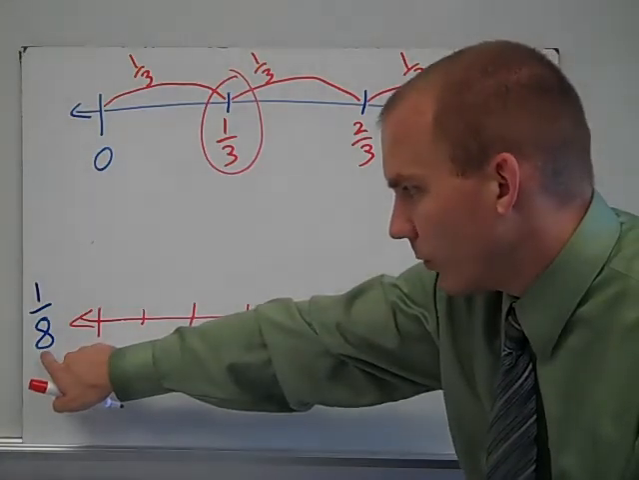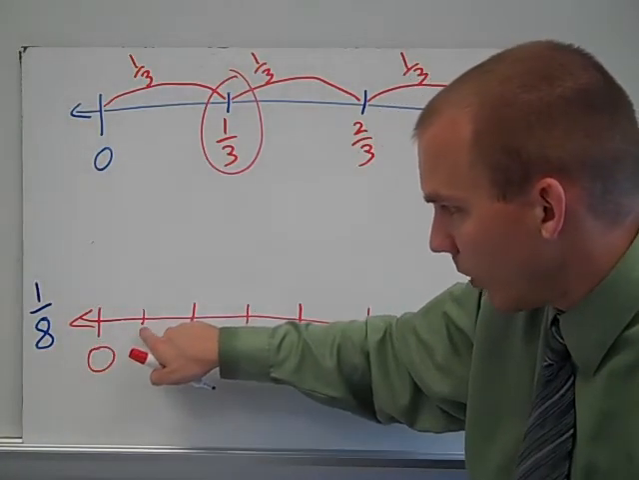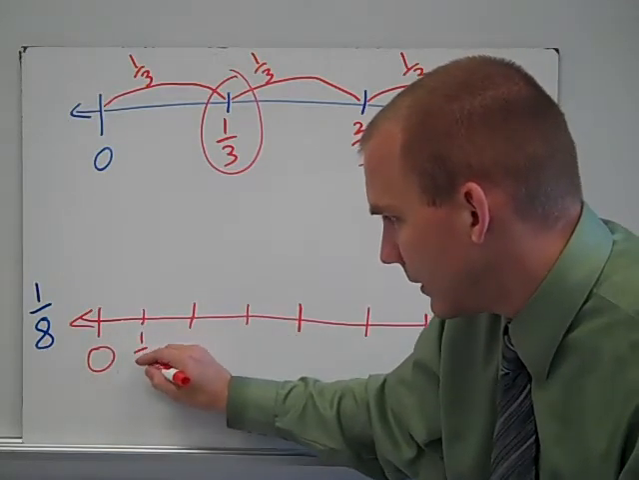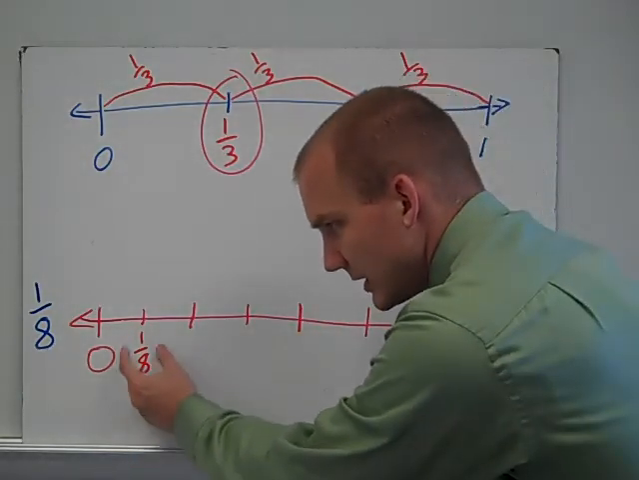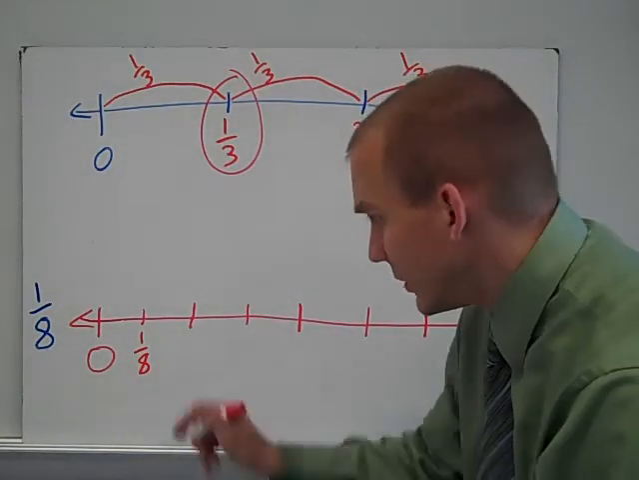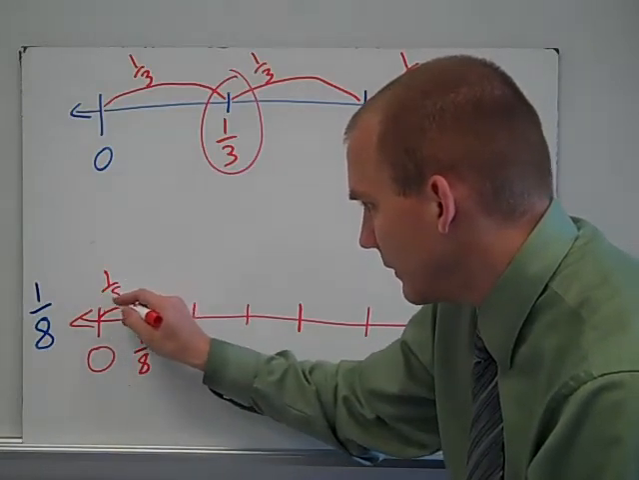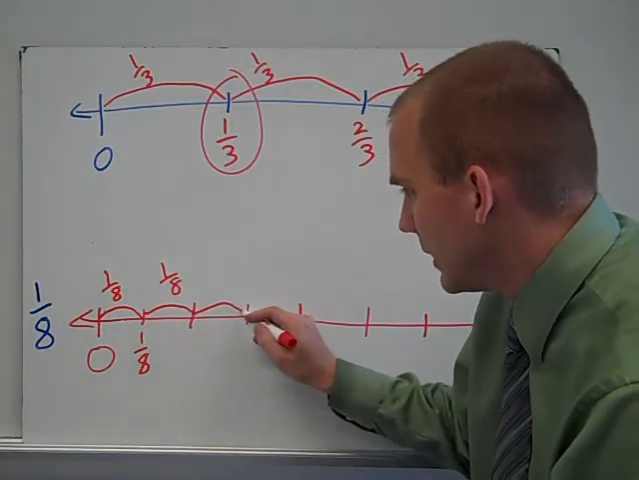And I need to represent 1/8 in two ways. The first way is go from 0 and count 1 tally mark. Right there is 1/8. Now this would be 2/8, 3/8, and so on, but our focus today is just 1/8. And I also need to understand that from 0 to this mark is 1/8, and the distance between every single mark is 1/8.